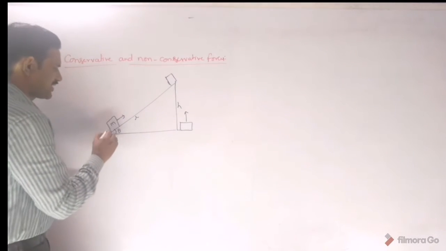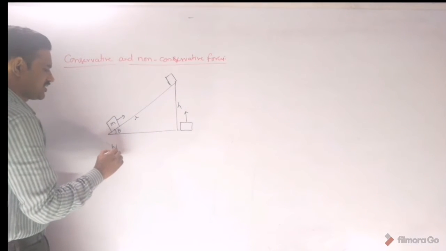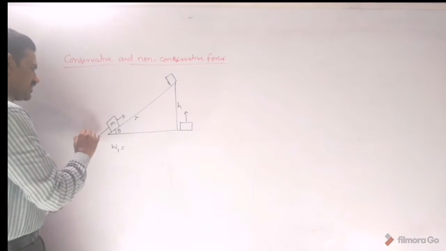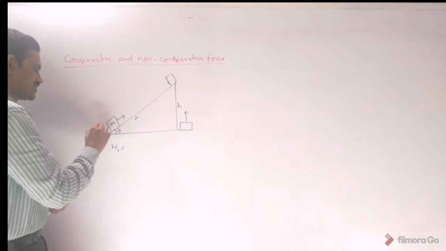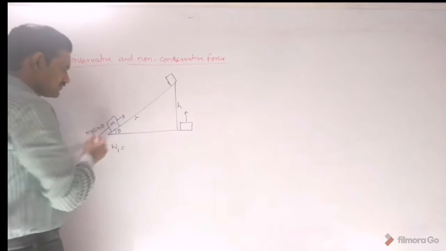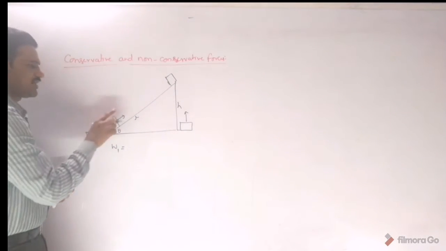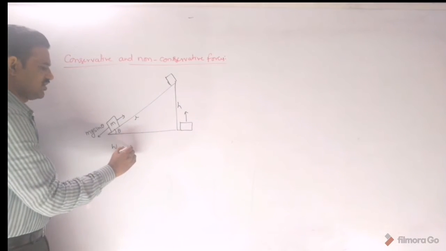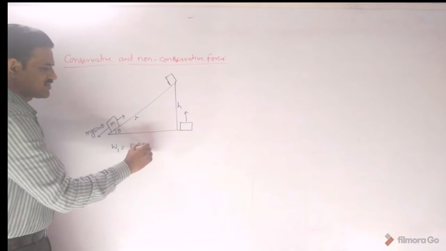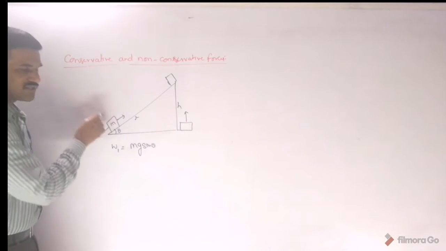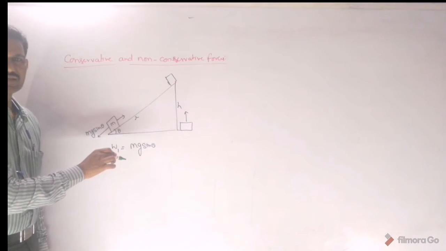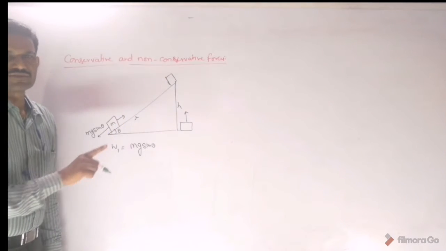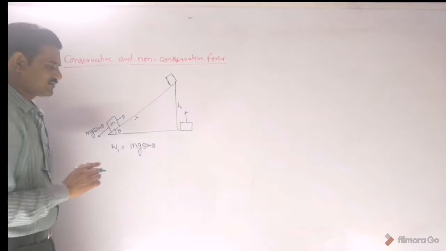The work done by the gravitational force along this path, let it be W1. When it is moving along this inclined path, the force is mg sin theta, but the displacement is along this direction, so force and displacement are opposite each other. The mg cos theta component is balanced by the normal reaction, or rather it is perpendicular to the displacement, so there is no work done by it, right?